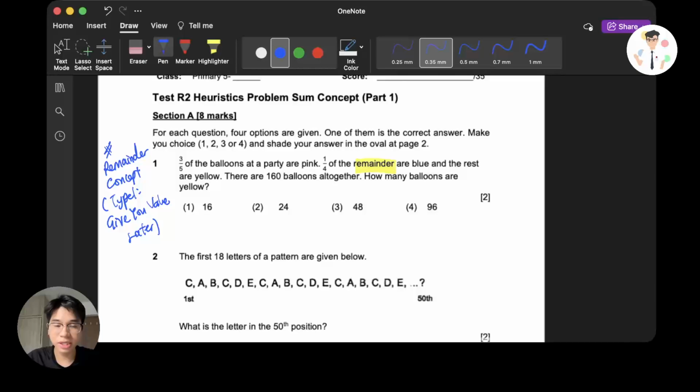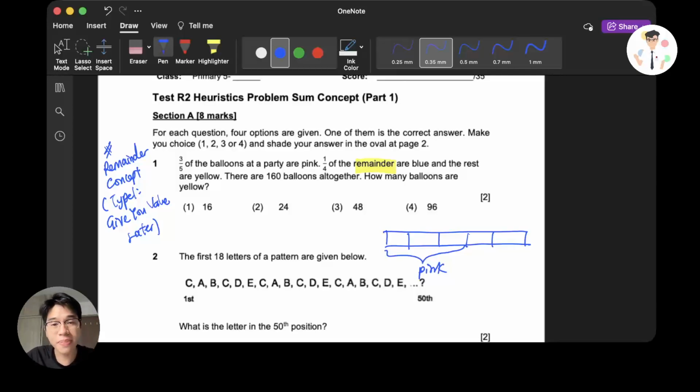Here, 3 out of 5 of the balloons at the party are pink. So you know there are a total of how many units? 5 units, so you count 1, 2, 3, 4, 5. Out of these 5, I know that 3 units are pink. So you label these 3 as pink.